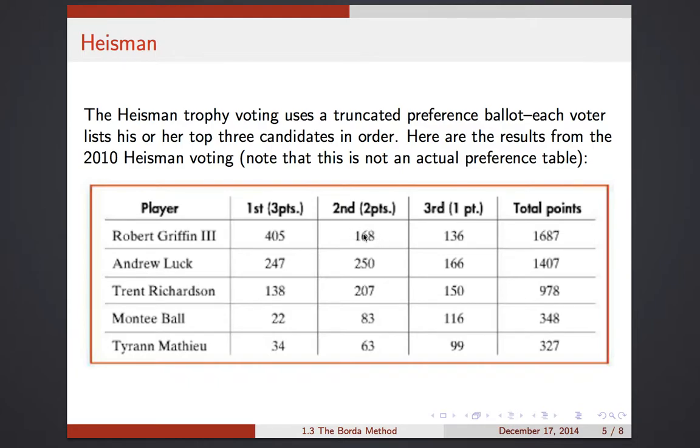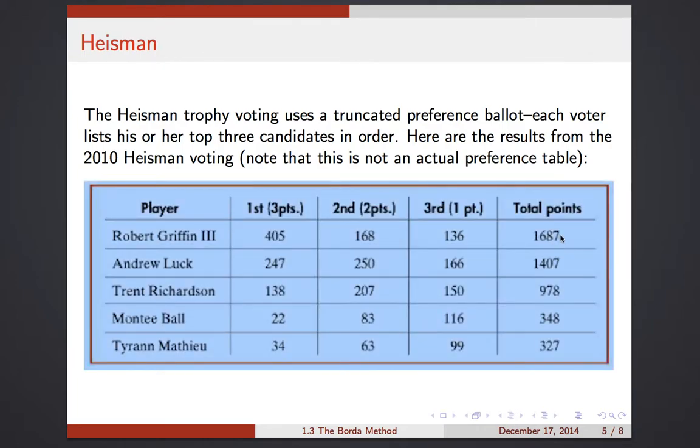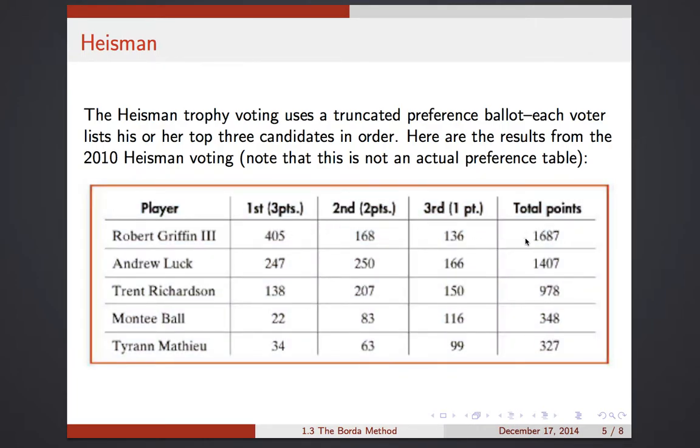168 people voted Robert Griffin III second, and he got 2 points for each of those votes. And 136 people ranked him third, and he got 1 point for each. So his point total was 1687 if you just add across here. Well, if you do 405 times 3 plus 168 times 2 plus 136 times 1, you get 1687. Andrew Luck came in second.